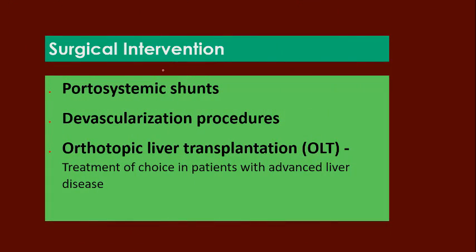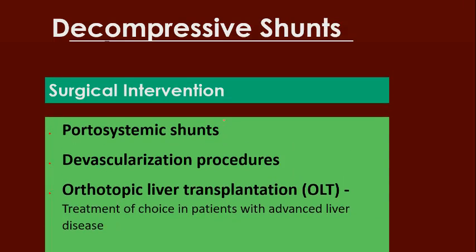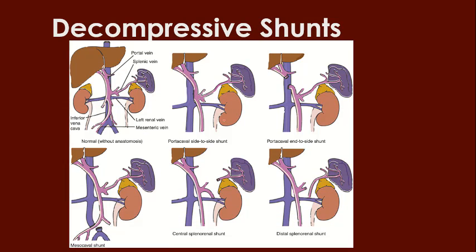Surgical intervention in portal hypertension includes portosystemic shunt, devascularization procedures, and orthotopic liver transplantation, which is the treatment of choice in patients with advanced liver disease. We have to keep in mind that surgery has no role in primary prophylaxis.